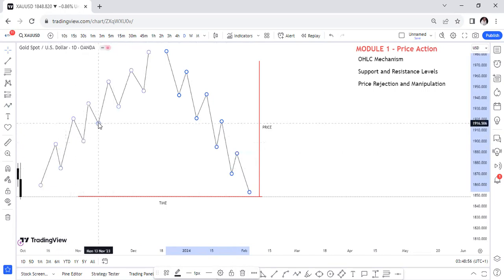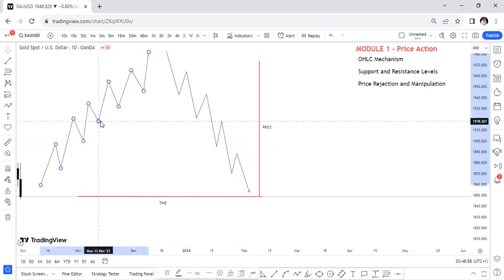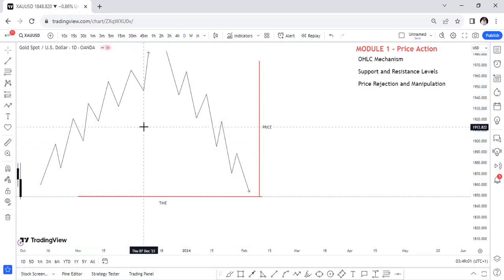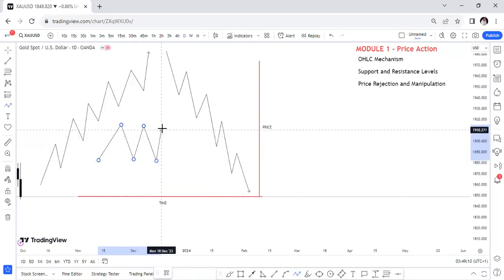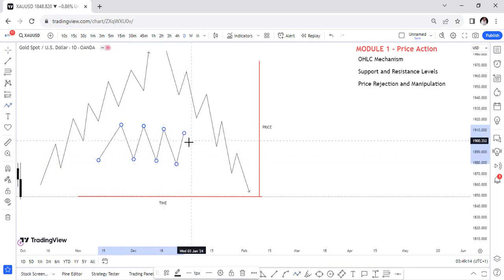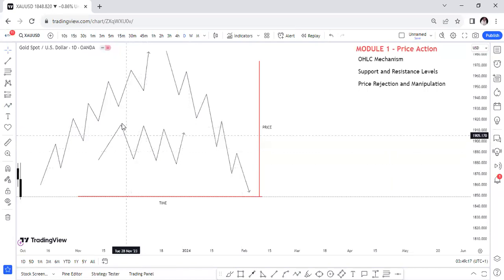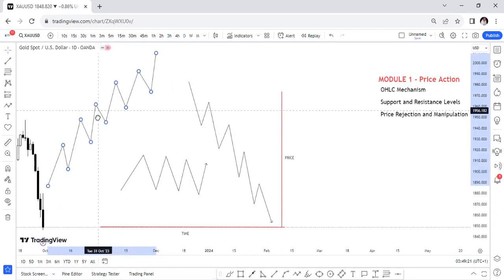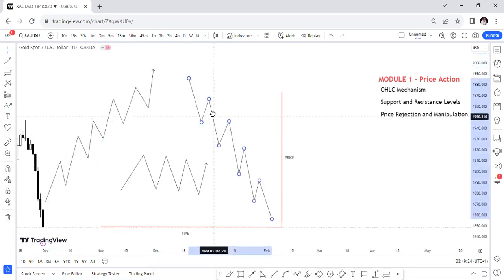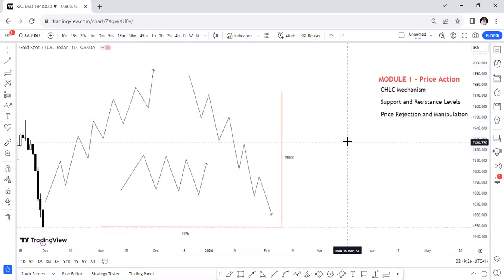Then we have the other trend, the sideways, which is the normal range. We call it range. This is range. This is range. That's range. So this is price action.